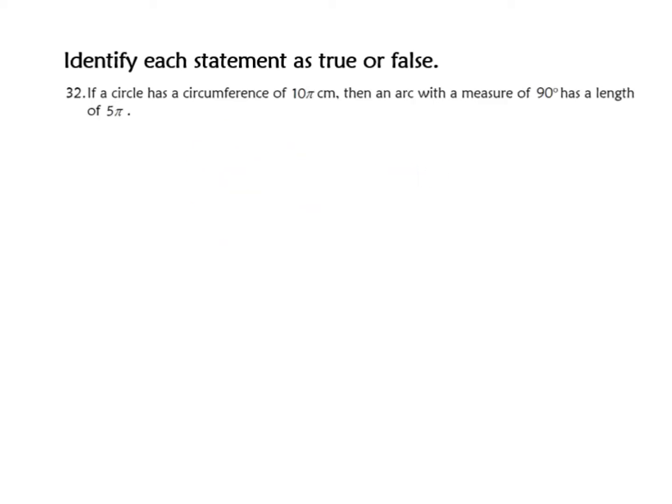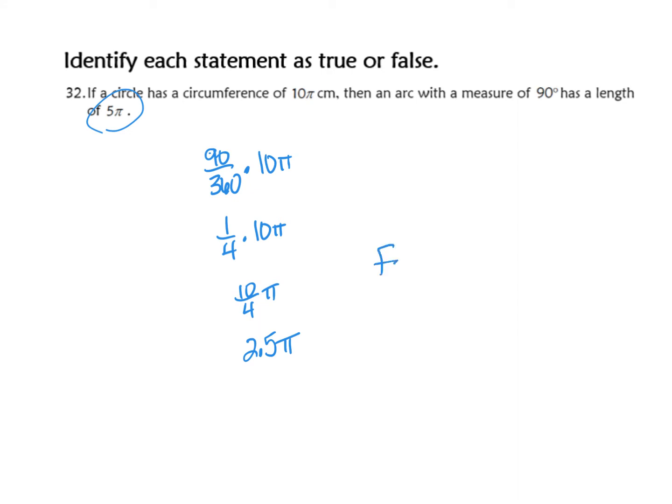If a circle has a circumference of 10 pi, then an arc with a measure of 90 degrees has a length of 5 pi. All right, so this is arc length. So we're saying 90 out of 360, or 1/4, times the circumference, which is 10 pi. Let's figure out what that is. So 1/4 times 10 pi. If I do that in my calculator, that's 10/4 pi, or you can reduce that to 5/2. Nonetheless, that is 2.5 pi. Okay, and it says that the arc length should be 5 pi. Well, that's not true. So this would be false.